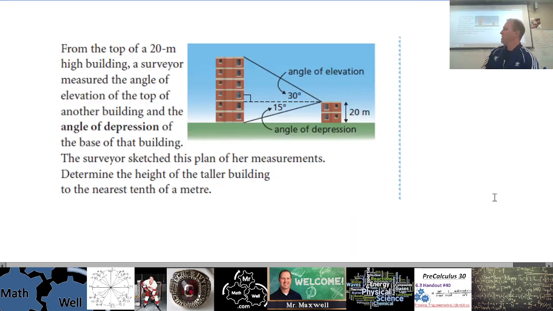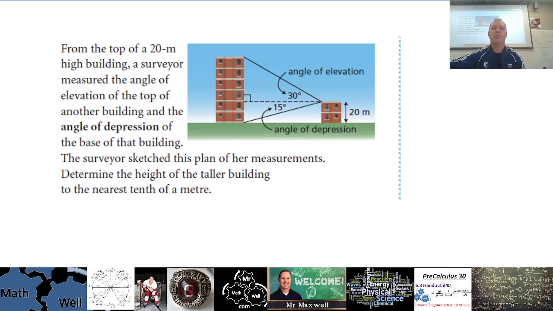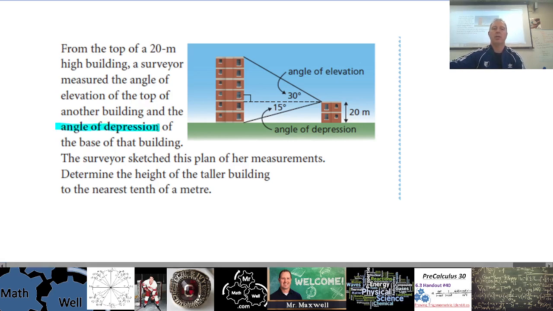All right, so here's another example. This one is also in your textbook. This is example 2 from your textbook. And it says this: from the top of a 20-meter high building, a surveyor measured the angle of elevation to the top of another building and the angle of depression. That's a new phrase for us that we'll have to memorize as well. Angle of depression, I'll explain that more in a second, of the base of that same building.